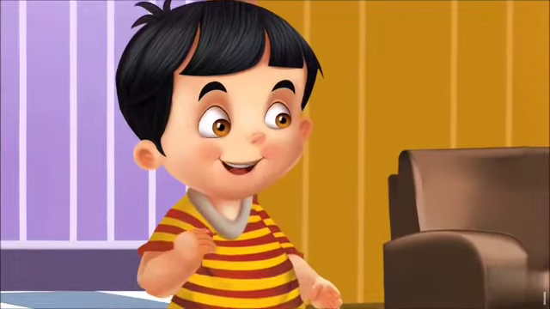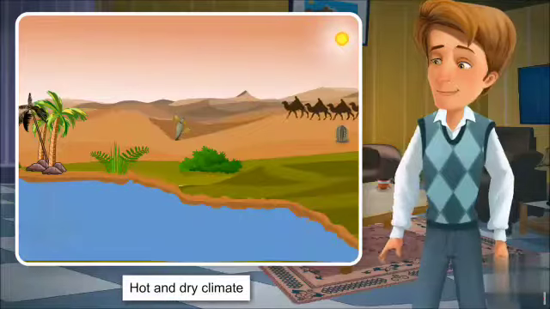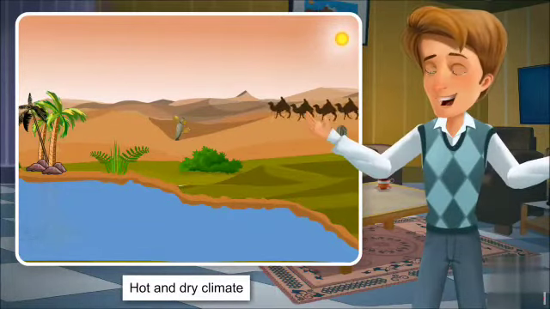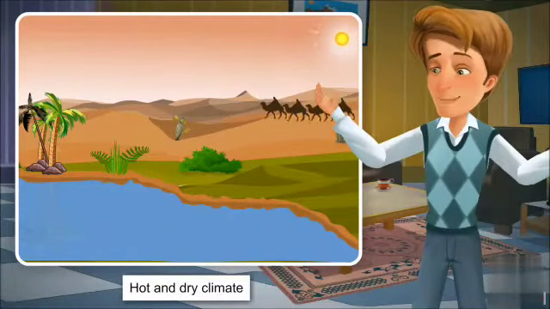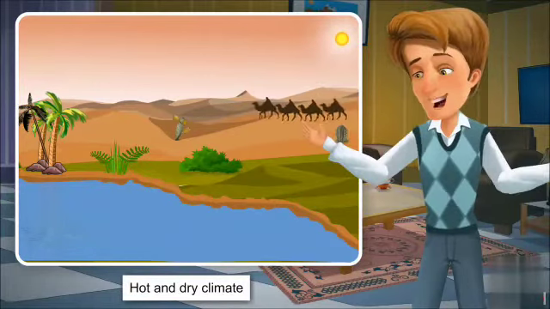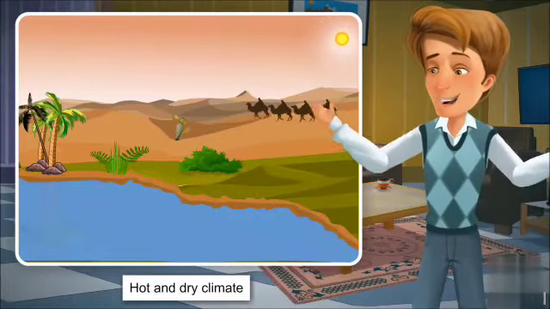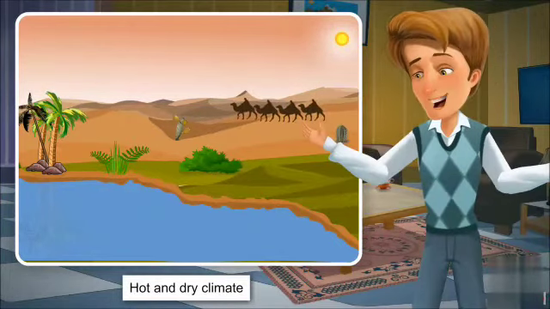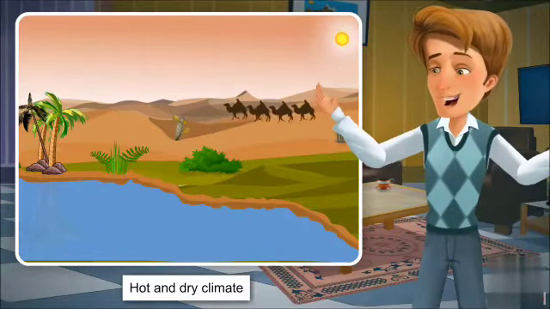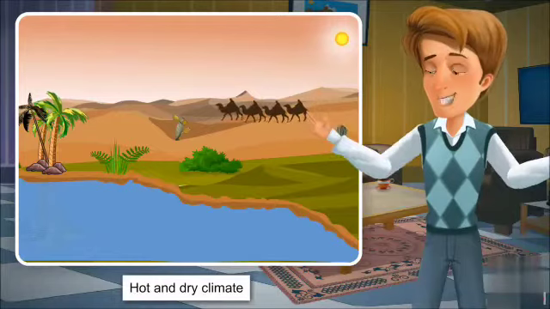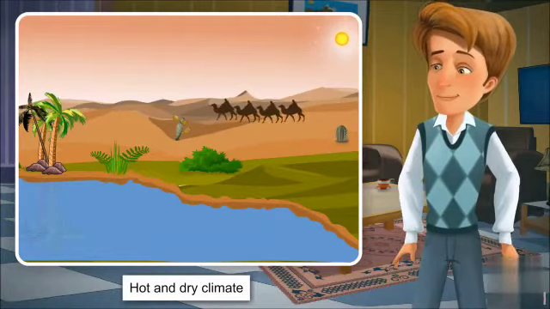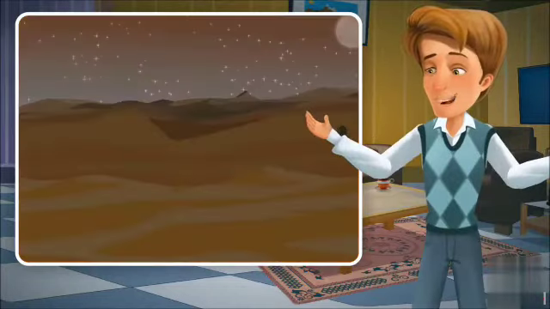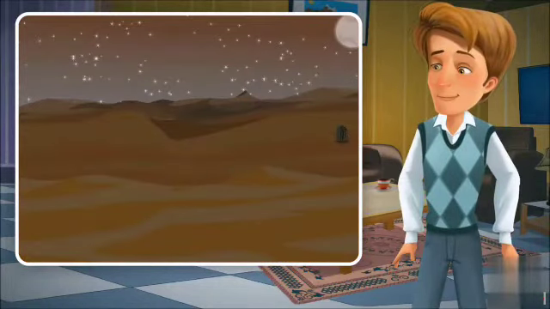How is the climate in this area? The Thar Desert is very hot. It experiences a very hot and dry climate. In summer, the days are hot, but the nights are relatively cooler. This happens because sand heats up faster and cools down quickly. In winters, the days are pleasant, but the nights are very cold.